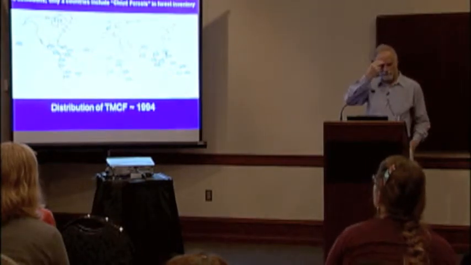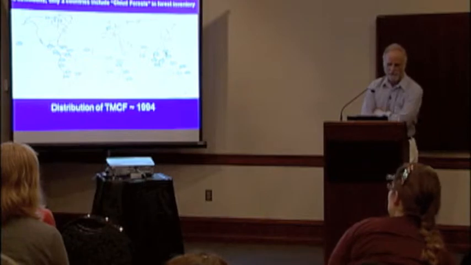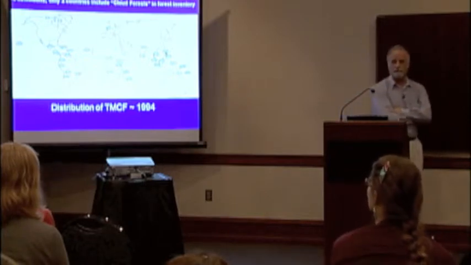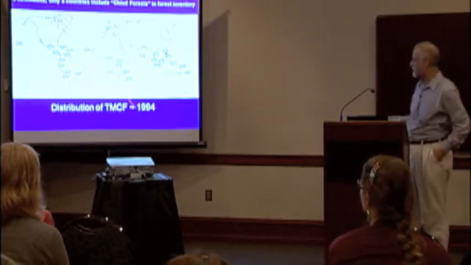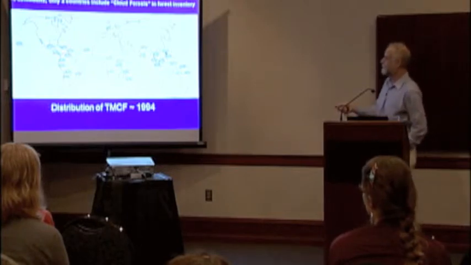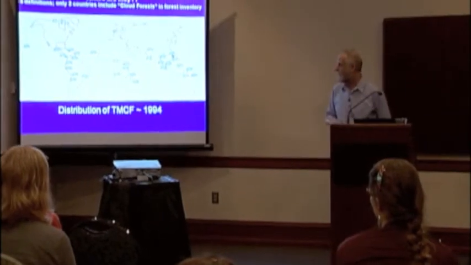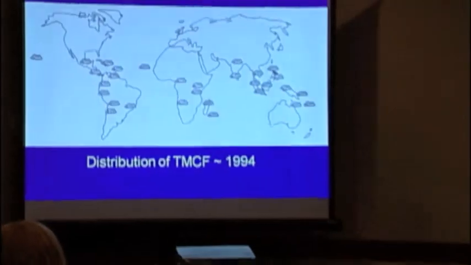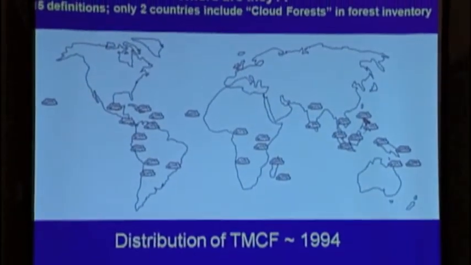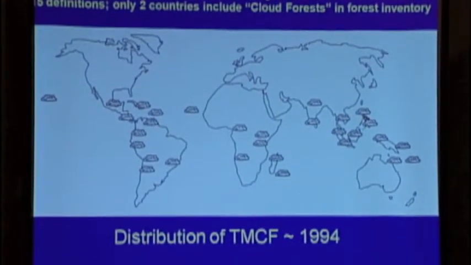So the first part of this whole story comes to defining where they are. And this was the first map we made, in 1994. All these little clouds are where cloud forests are. It's not a very good map, it's a terrible map actually. And I can say that because I helped make the map. It's all we knew in 1994.